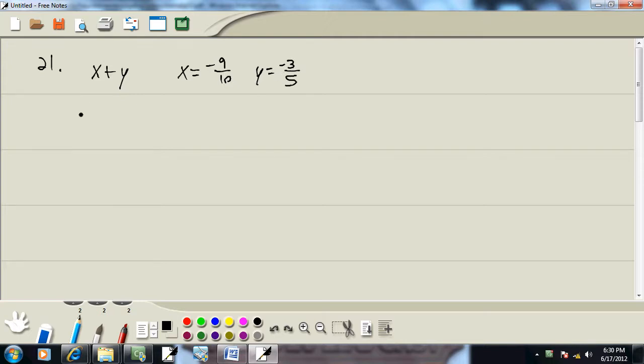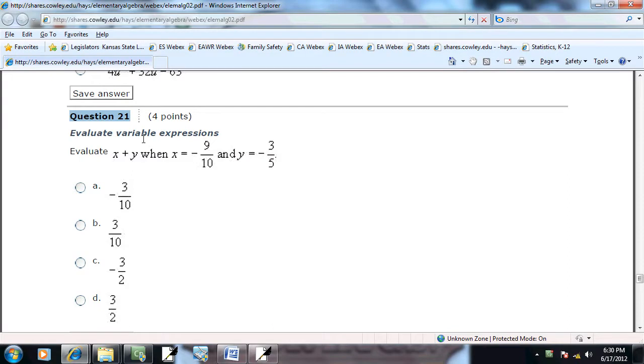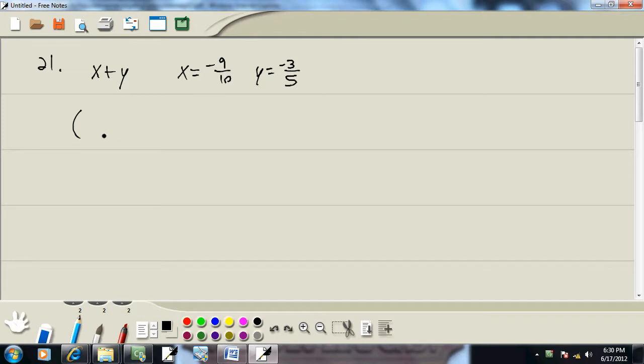Now, when you're evaluating variable expressions, another way of saying it is algebraic expressions. I thought it was kind of interesting how they said that, but basically you put parentheses where the variables are, and everything else remains the same, so the plus remains there. Now, where the x was, we put in negative 9/10, and where the y was, we put in negative 3/5, which gives us negative 9/10 minus 3/5.